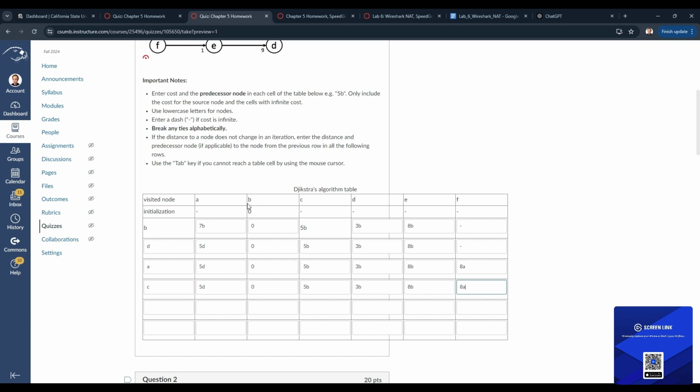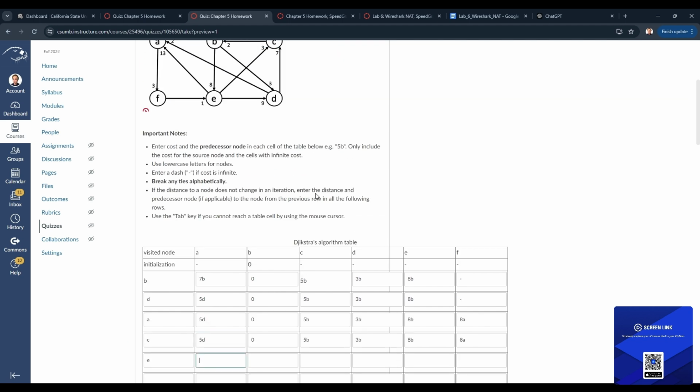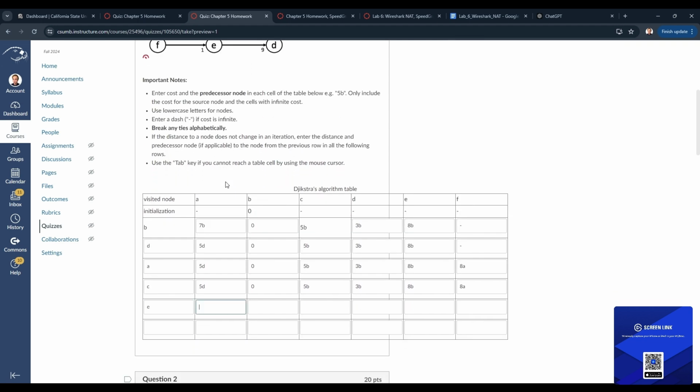Okay, I've done A, I've done B, I've done C, I've done D. Now I'll do E because it's in alphabetical order. From E, do I have any shorter paths to anywhere? 8 plus 9 is not going to be a shorter path to D. Is this a shorter path to C? No, 8 plus 3 is more than 5. So I'm going to do the same thing that I did with C and just fill in the row. 5D, 0, 5B, 3D.